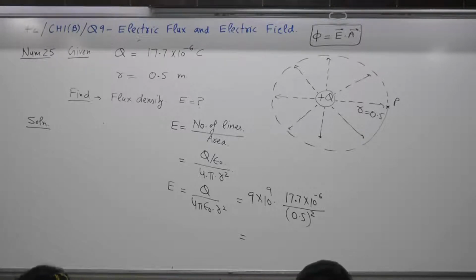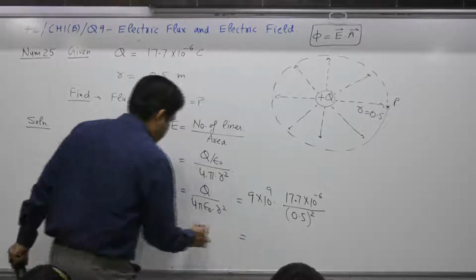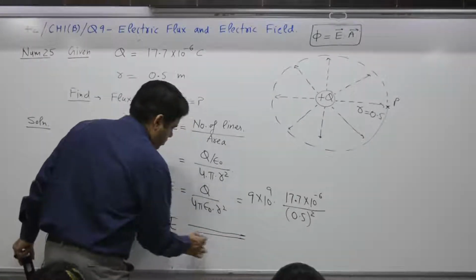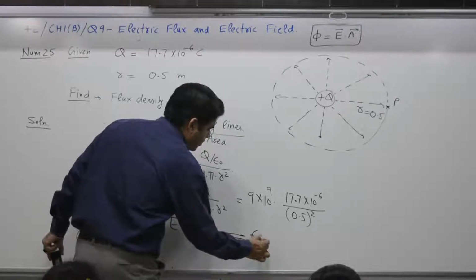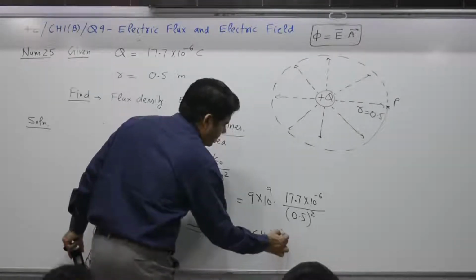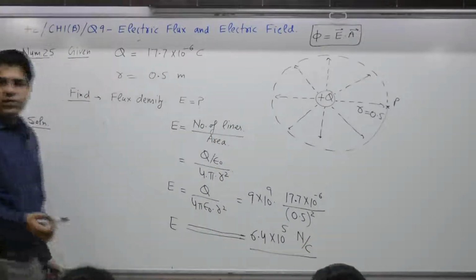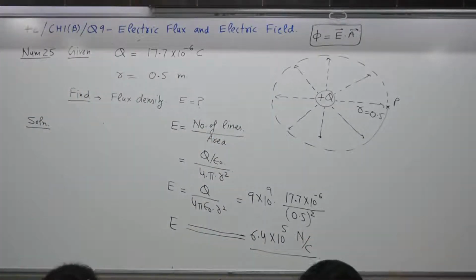Answer please. 6.4. E is equal to 6.4 into 10 raised to the power 5 Newton per coulomb. How many of you are getting the answer please? Refer to numerical number 23.